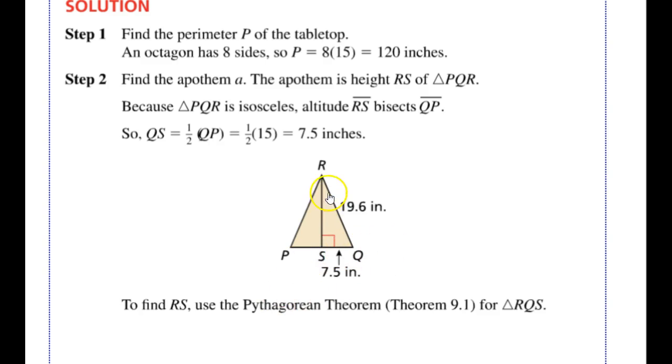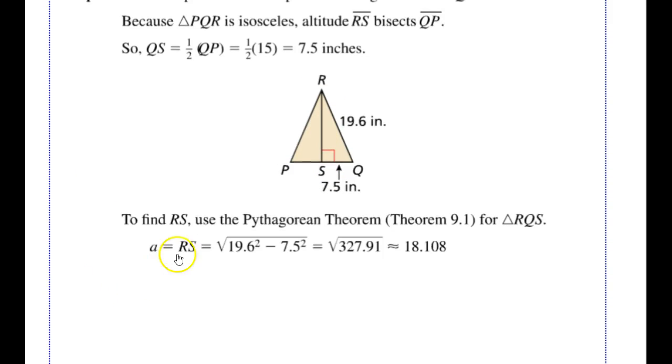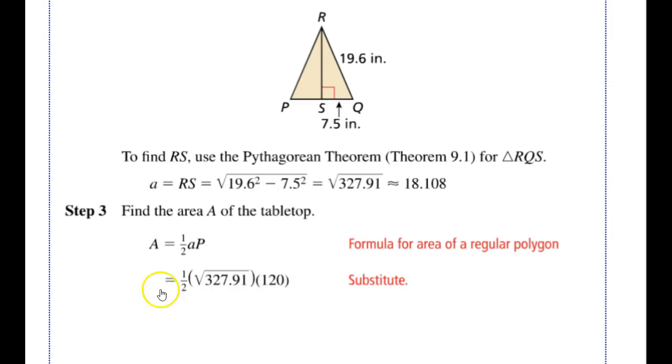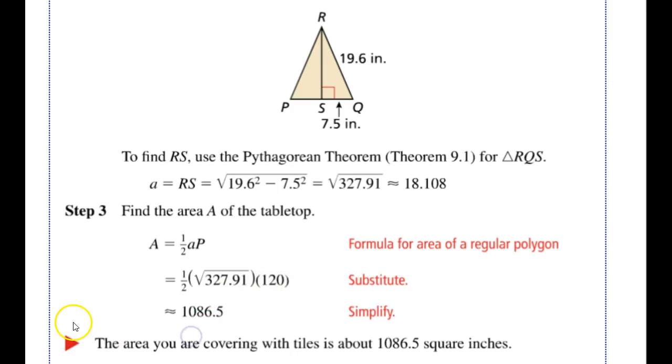Now using the Pythagorean theorem, I can find my missing RS piece. It's the square root of 19.6 squared minus 7.5 squared, which gives me approximately 18.108. Now I have my apothem and I also have my perimeter, so I can find the area. I use my area formula for a regular polygon and substitute the values that I found and simplify with my calculator. The area that I'm covering is 1086.5 square inches.